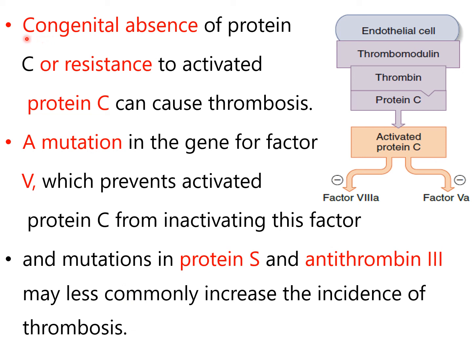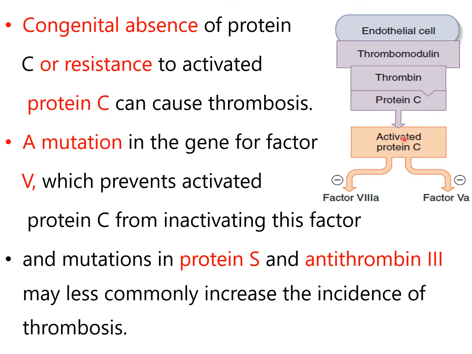So we were talking about thrombosis and now coming to the congenital absence of protein C. This is protein C if it is congenitally absent, or resistance to activated protein C can cause thrombosis. So if protein C, which was going to cause a negative feedback inhibition of the clotting process, if this is deficient, of course, then clotting will go on occurring and thrombosis will occur.